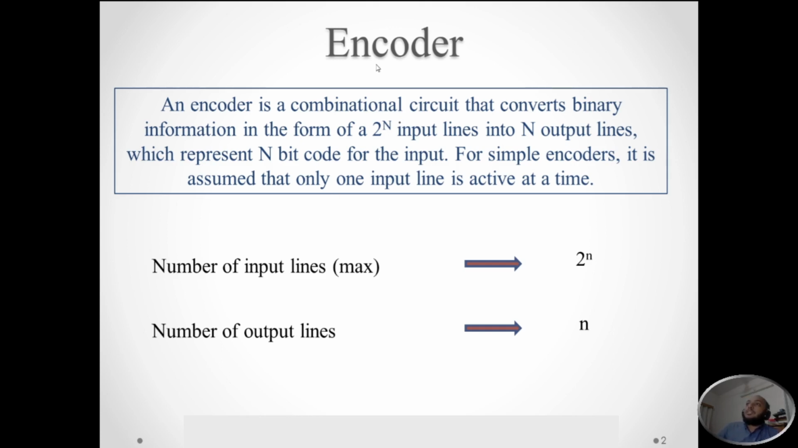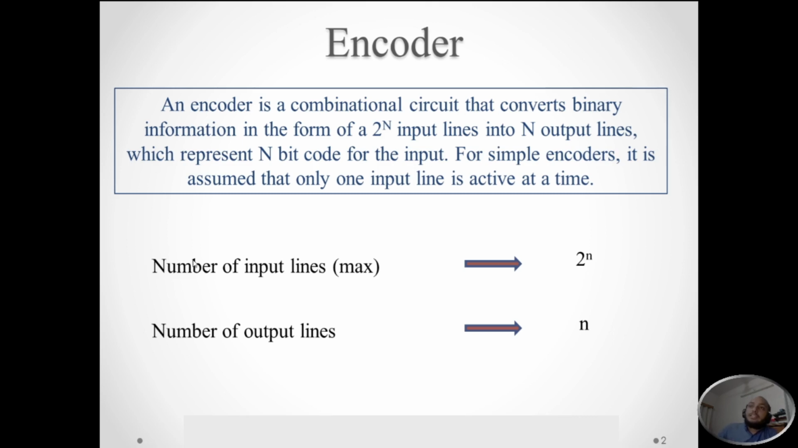And for a simple encoder, we consider that only one input is present at a time. For example, if you have 4 keys on a keyboard, 0, 1, 2, 3, we consider that only one key can be pressed at a time. Either you can press 0 or 1 or 2 or 3, but not more than one key at a time.